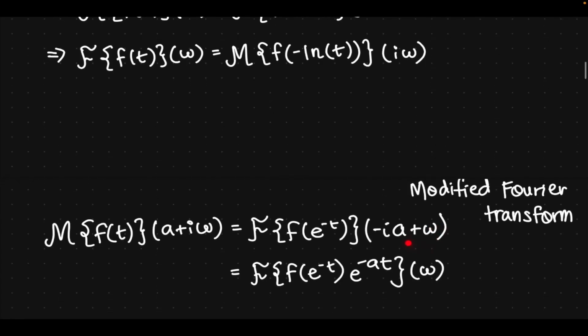Now we can use the shift theorem in Fourier transforms. So if we have the Fourier transform of a function as the output, where the output variable is minus i a plus omega, we can write that as the Fourier transform of the function, which in this case is f of e to the minus t, times e to the negative of whatever term we had here. So that's going to get e to the minus a t, as a function of omega.